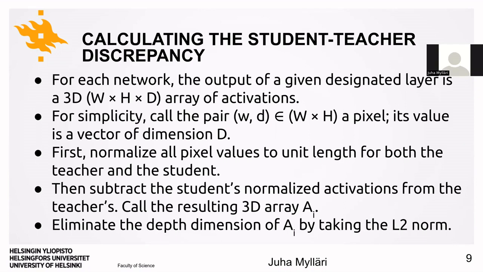Now, what we're going to do is, for each of these pixel vectors, we're going to normalize the pixel vector's length to 1. And we're going to do this for all pixels in both the activations of the student and of the teacher. And then we can go off subtracting one set of normalized activations from the other. Finally, when we then have an array of discrepancies, a 3D array, we're going to eliminate the depth dimension by taking the L2 norm along that dimension.